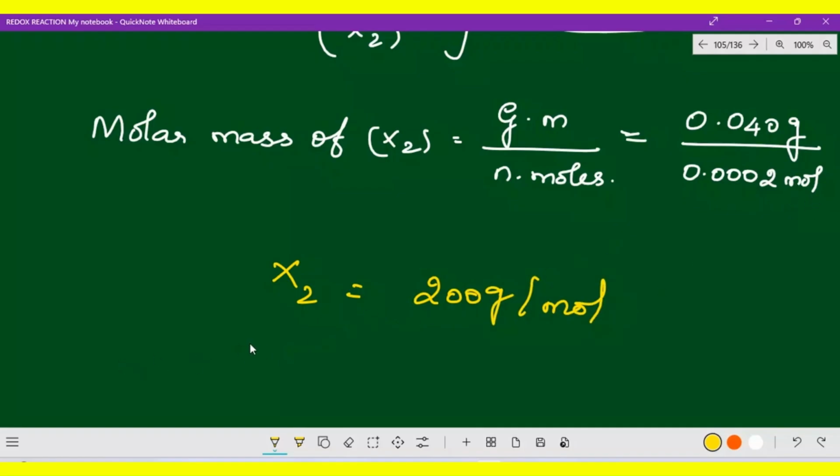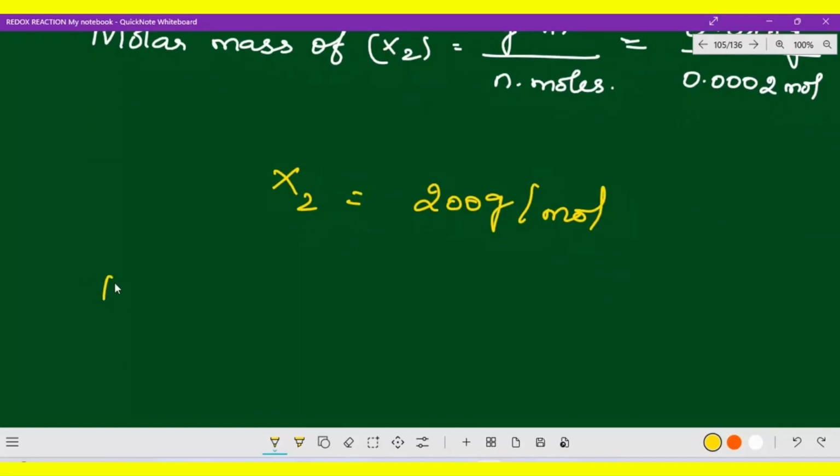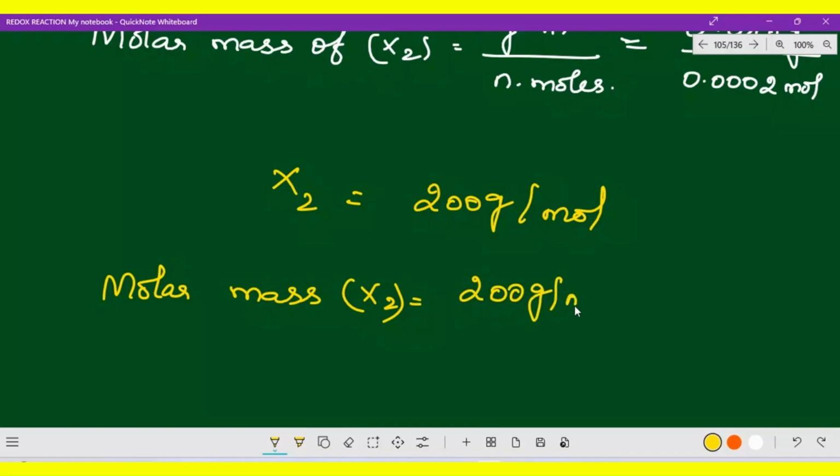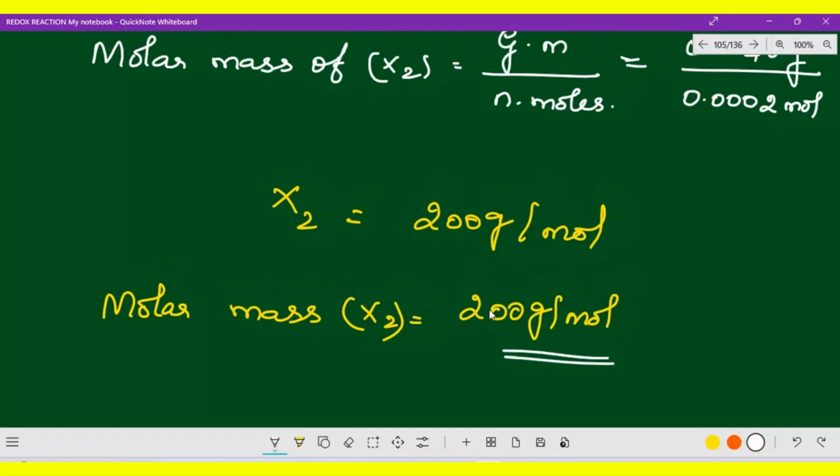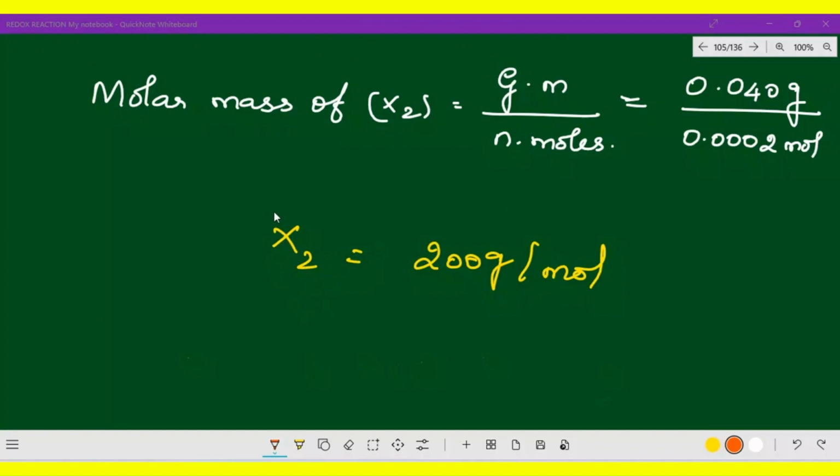They are asking the molar mass of X2, that is the gaseous compound, so that is 200 gram per mole. Generally, what is the unit of molar mass? It is gram per mole. I hope you got the clarity. The question they are asking is the atomic mass. This is actually the molar mass of the diatomic molecule, so for element X we need the atomic mass only.